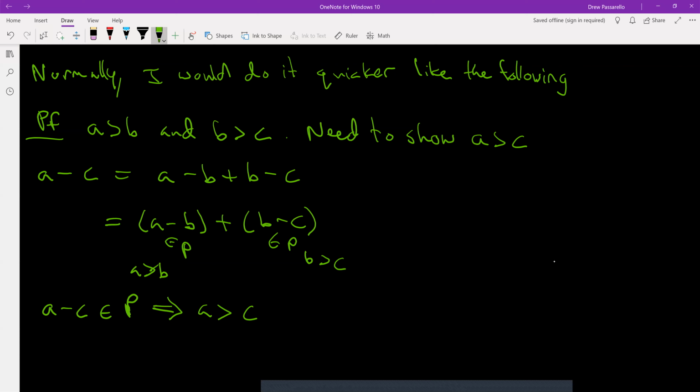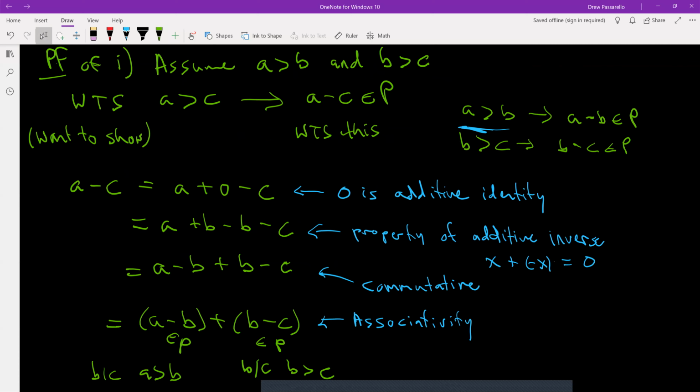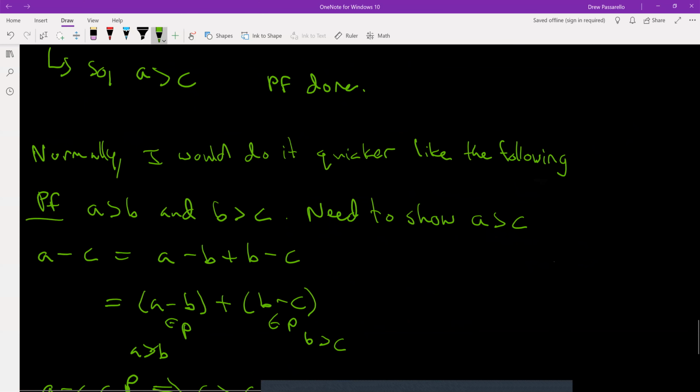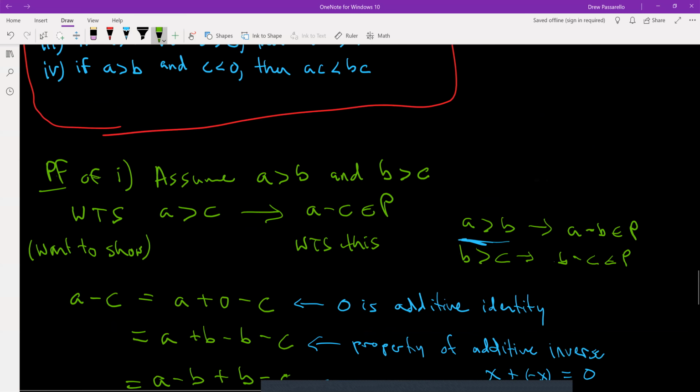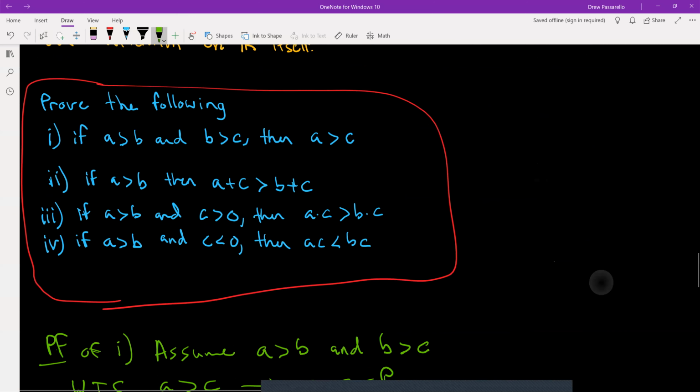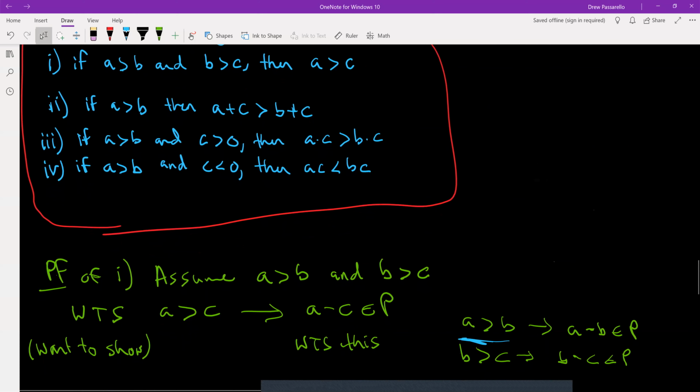All right, that's how I would normally do the proof. And again, it's not as descriptive as this, but I figured since that's the first proof, just to write down literally everything I'm saying. Whereas here, that's how I normally would do it. All right, so the second example, I'll do it quicker. So it's if A is greater than B, then A plus C is greater than B plus C.